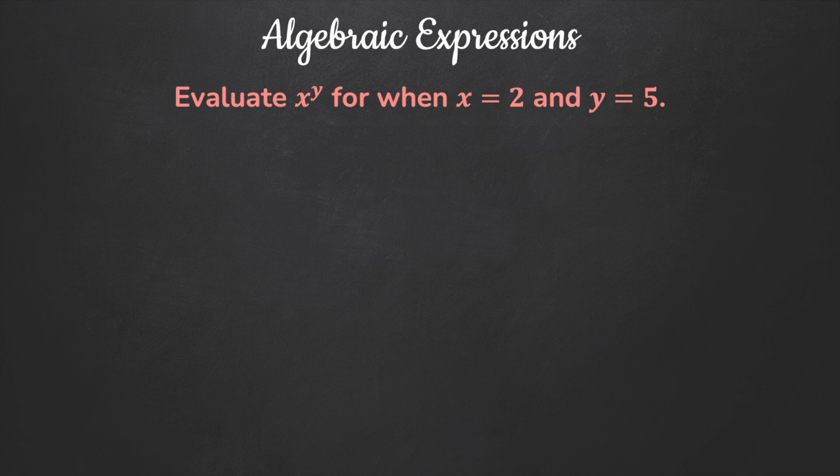In our final example, we have evaluate x to the power of y for when x is equal to 2 and y is equal to 5. And so we're going to substitute x for 2 and y for 5. So 2 to the power of 5 is the same thing as 2 times 2 times 2 times 2 times 2, which is equal to 32.